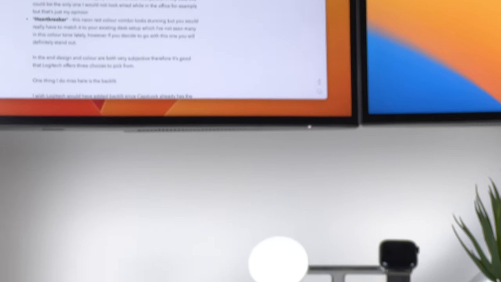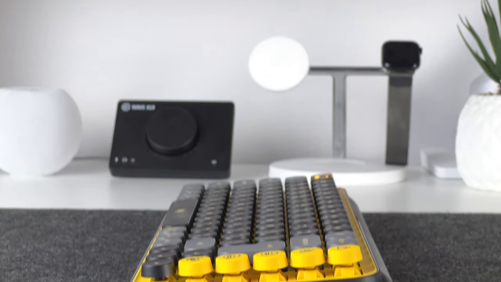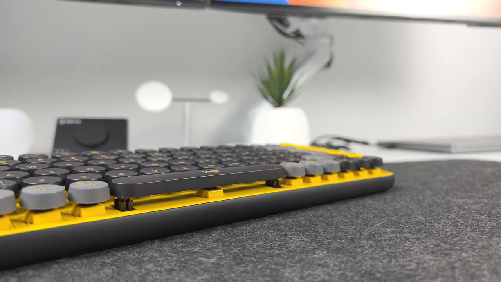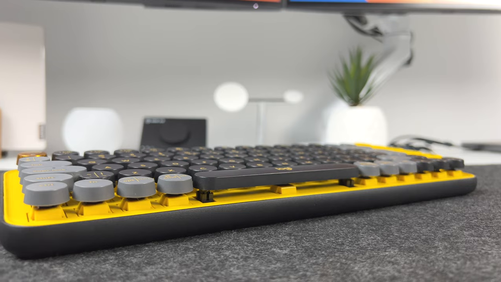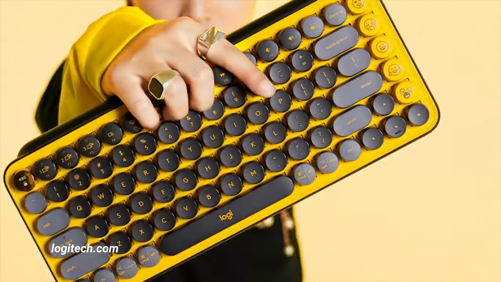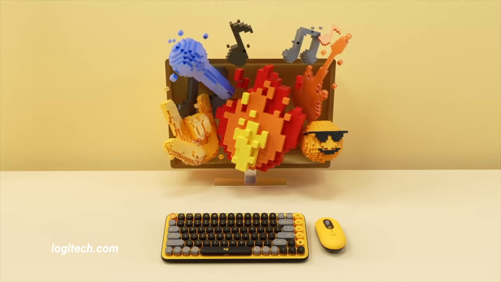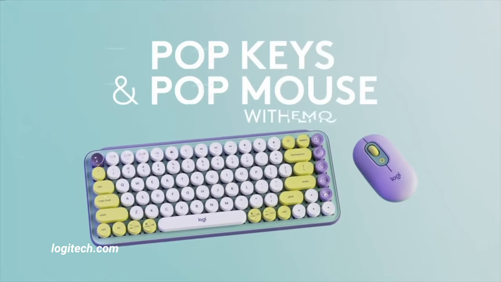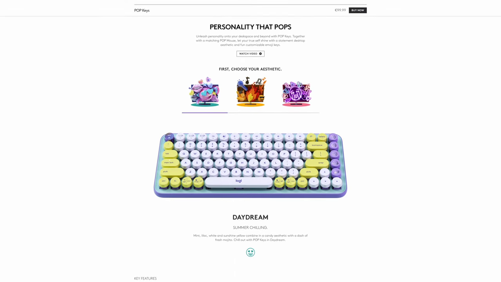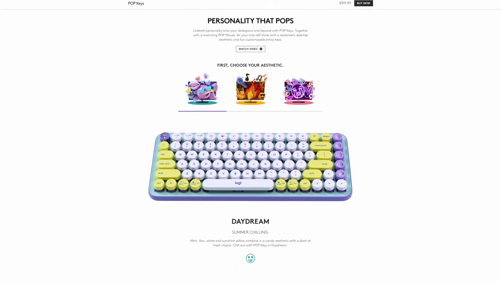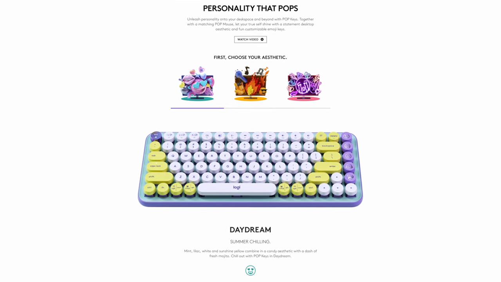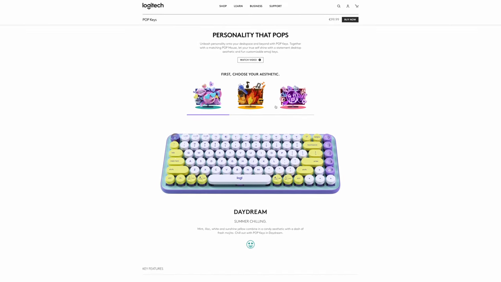Logitech went for retro aesthetics with POP Keys and I think it works rather well. In some color finishes, it does remind me of an old 90s keyboard or maybe even a typewriter. Speaking of colors, instead of usual boring silver and gray, you can choose from three different styles. Daydream is a combination of yellow, white, mint and lilac, which make this keyboard look like some sort of candy, which is definitely cool.